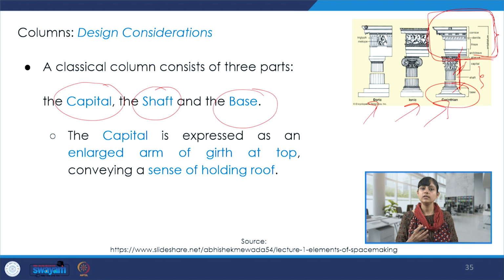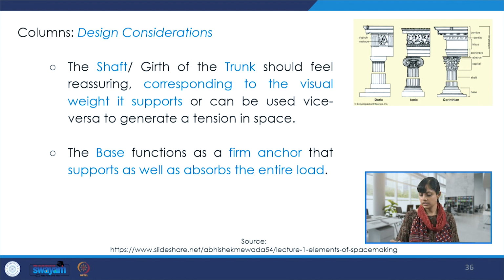So if we look at the capital, it is like an enlarged arm of girth at top, and it gives a sense as if it is holding the roof. And the shaft is basically this sort of a trunk area over here, and it is corresponding to the visual weight and it supports that weight. Now base is the firm anchor that we see, and it supports as well as absorbs the entire load.